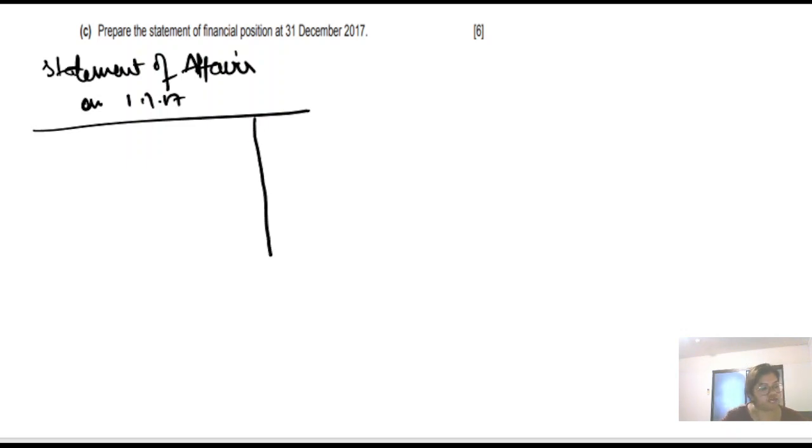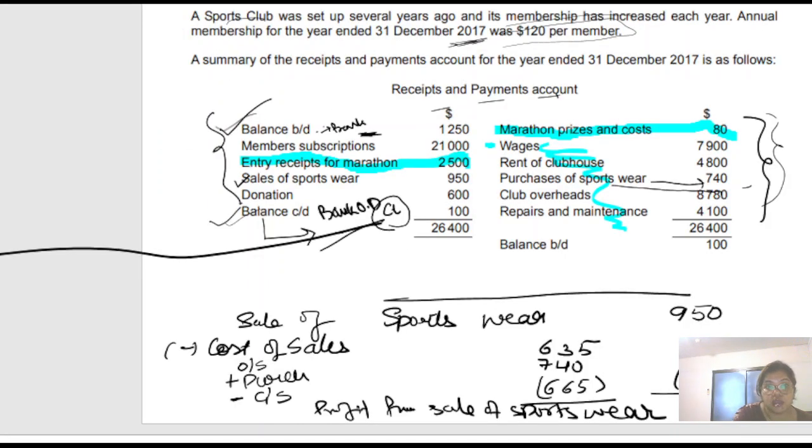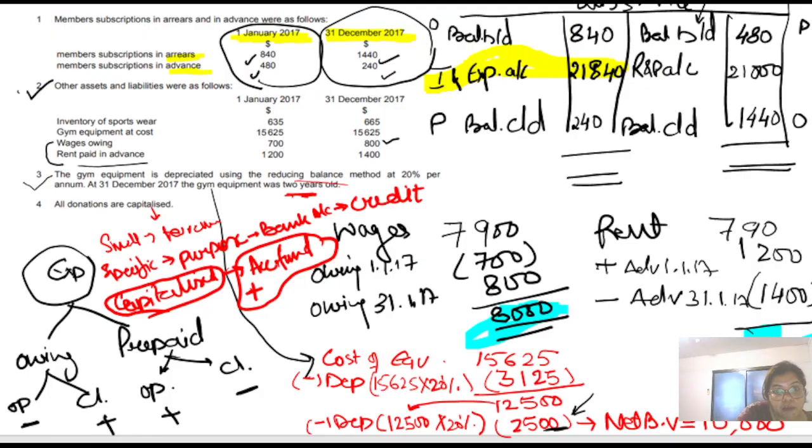Okay, so first you have to record your non-current assets. Your non-current asset is gym equipment, which is 12,500, given in your question. Gym equipment: the opening and closing are both the same, 15,625, so we can use that.